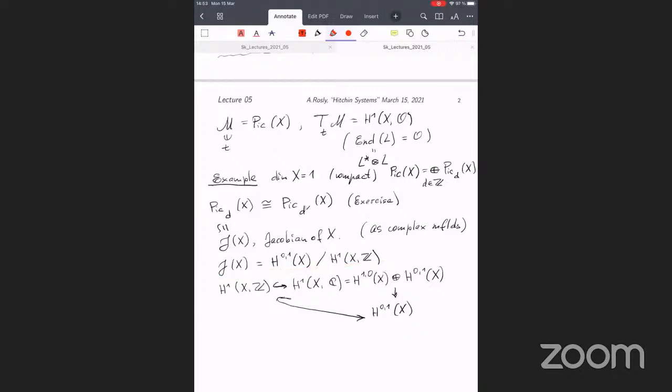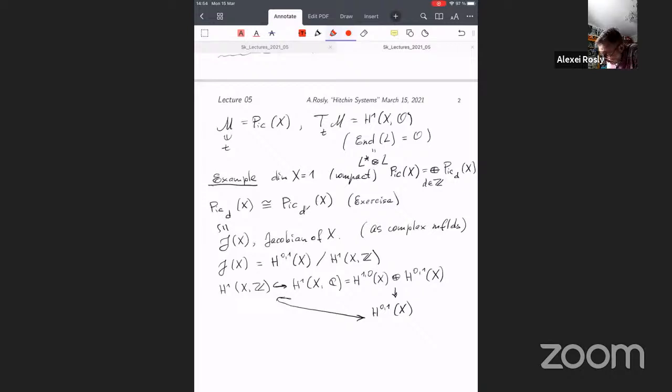Question: I honestly don't remember, but H^1 from X to Z, there is no torsion there, right? In the case of complex curves, there is no torsion. Yes. Therefore, this thing is really an embedding. But otherwise, we would take H^1 integral cohomology modulo torsion. But in reality, there is no torsion.